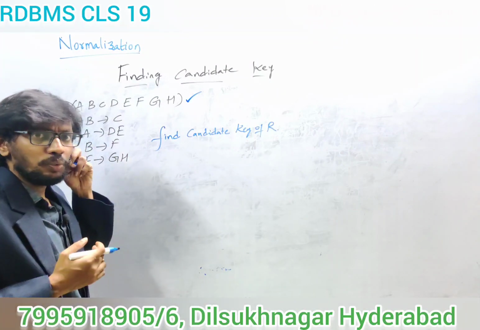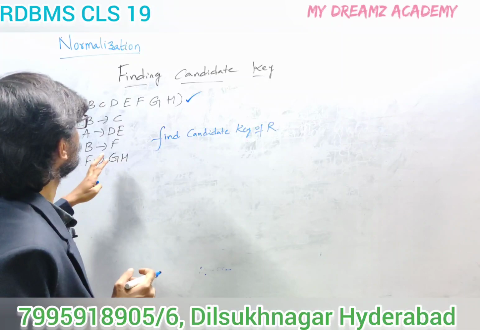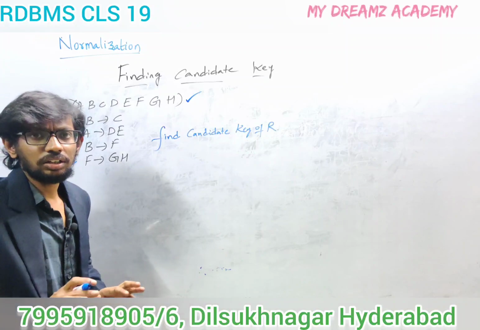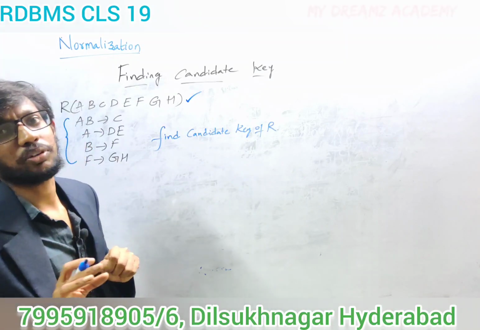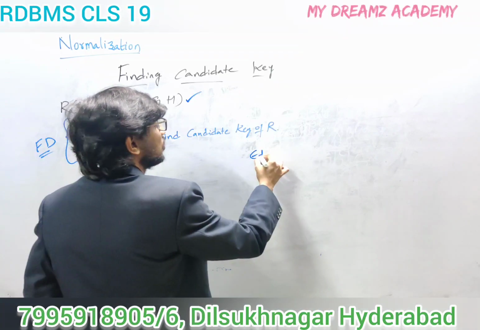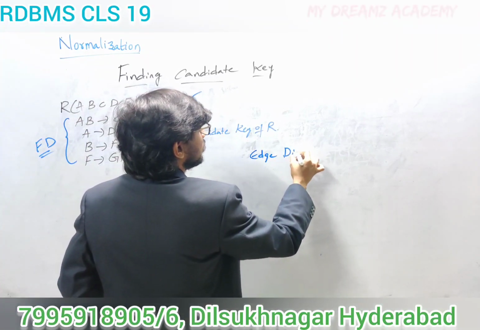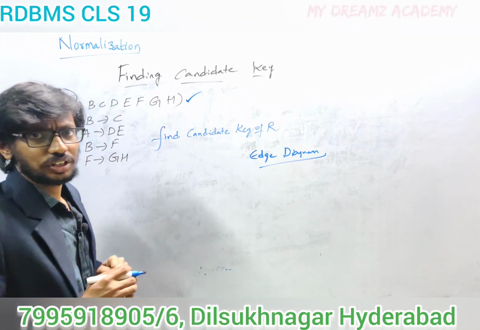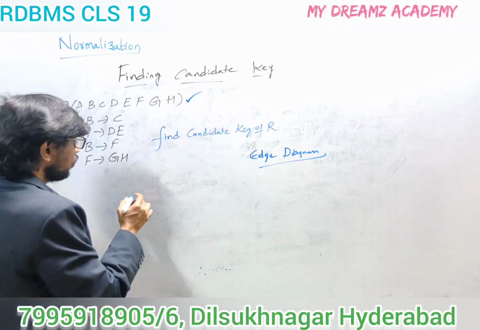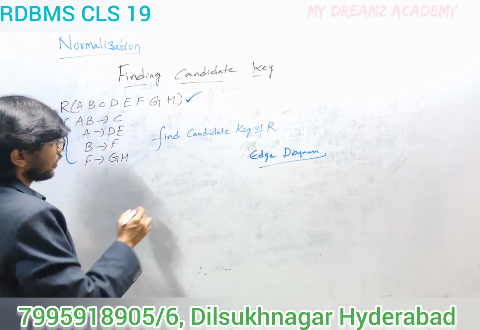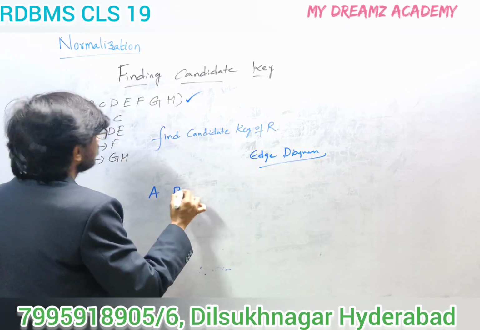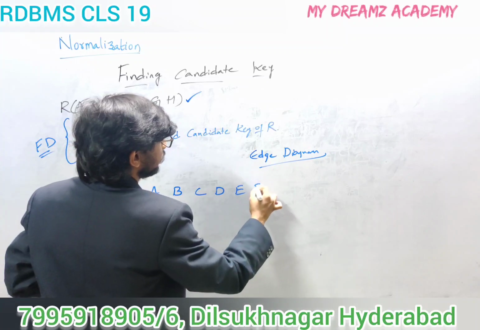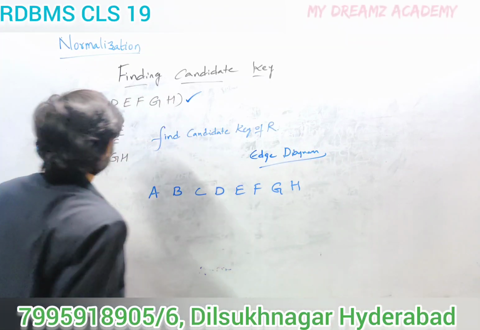So, we'll see how we'll calculate the candidate key of a given relational schema, right? There is a small procedure called the edge diagram procedure. This is a simple procedure. With this procedure, we can determine the candidate key of a relational schema, right? Now, before we get into the edge diagram, let us have all the attributes here: A, B, C, D, E, F, G, H, right?